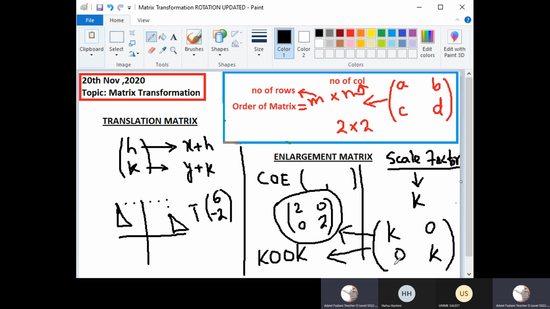K, 0, 0, K, right? That is cook. And this is quite understandable. And you'll find the center of enlargement. You know that. How do you find it simply?